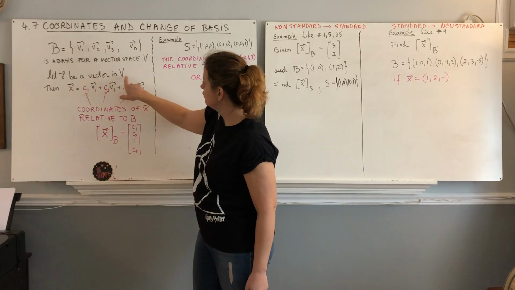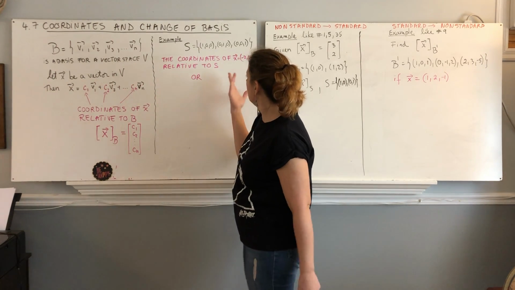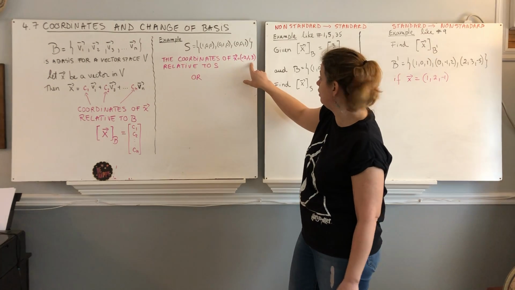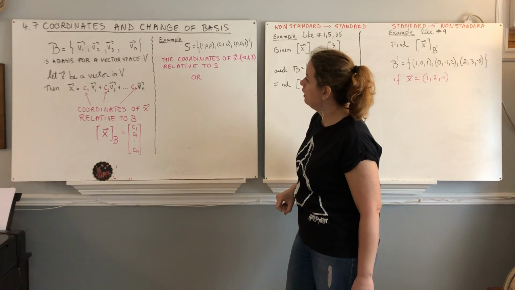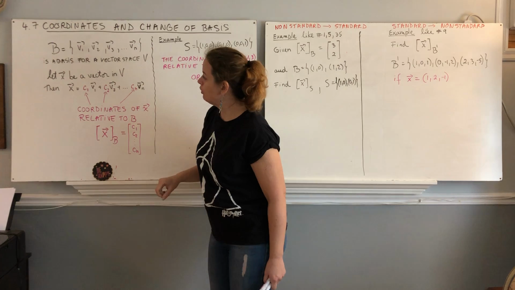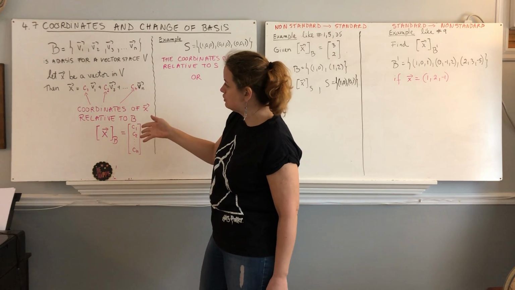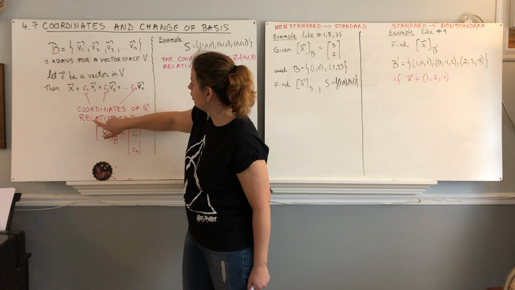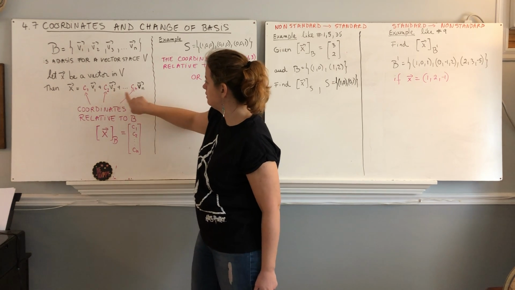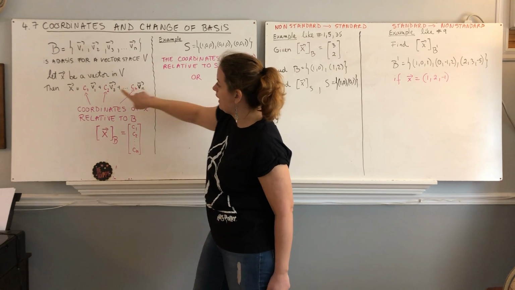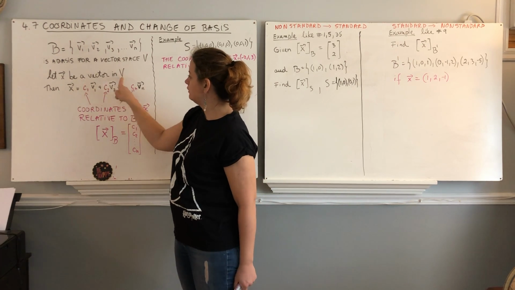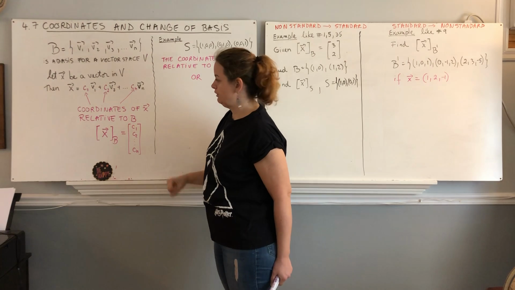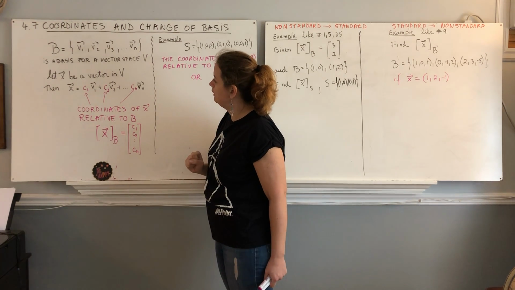Let X be a vector in V, right? So you can pick any vector in R3. For example, I picked negative 2, 1, 3. Then the notation that we're introducing is for the coordinates of X in the vector space V relative to B. So that's a lot of things. So let's clean it up a little bit.